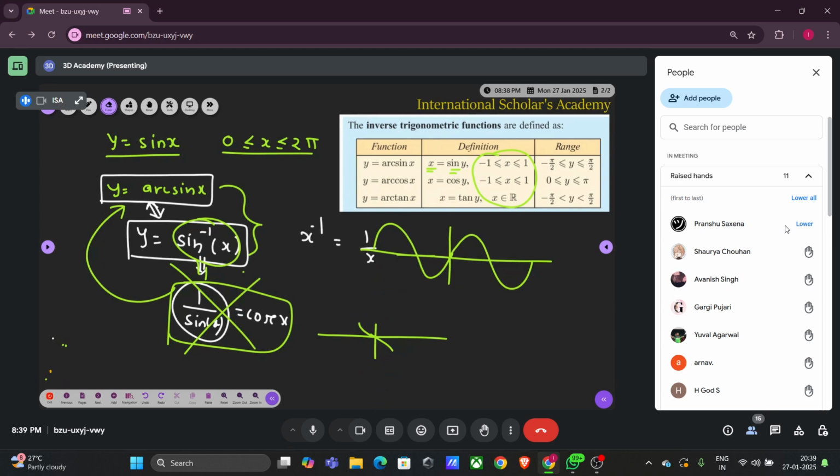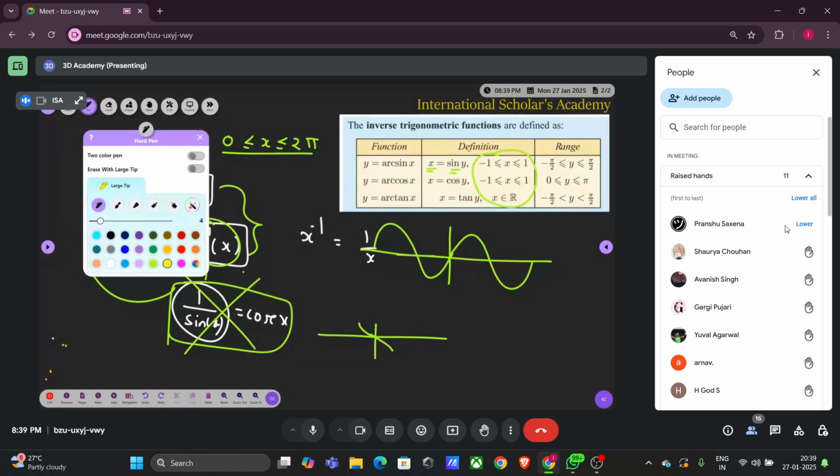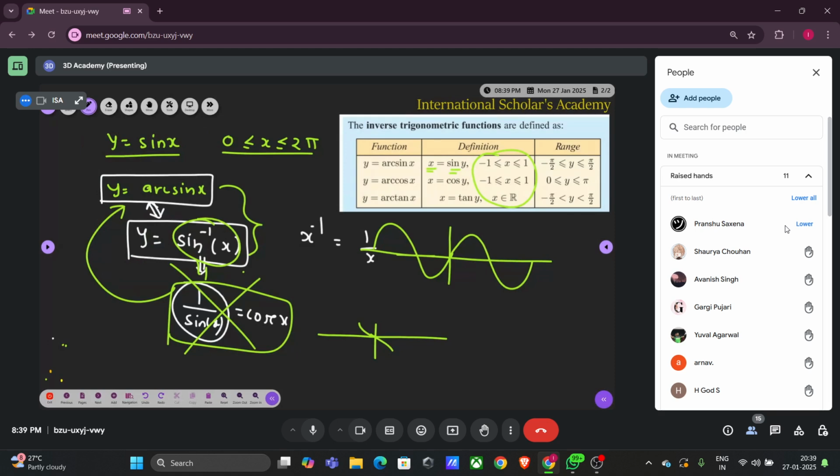Okay, now if you see, if I draw a vertical line, no line will be cutting twice, right? If you look till here, isn't it only from minus pi by 2 to pi by 2 that it is going? It is from where to where? Minus pi by 2 to pi by 2.